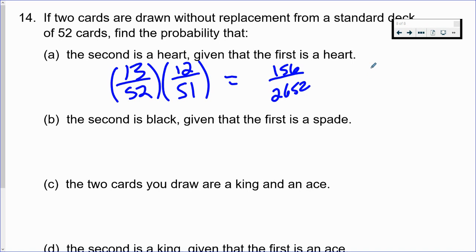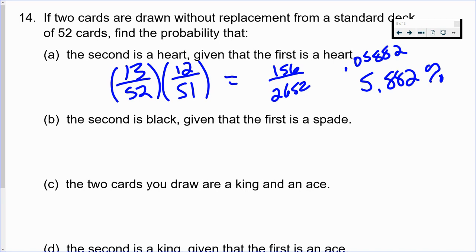Make sure I typed that in correctly. So we got 156 divided by 2652. So that's going to be 5.882%. Okay, as a decimal, that was 0.05882. We turn that into a percent by moving the decimal 2 decimal places. All right, let's try another one.